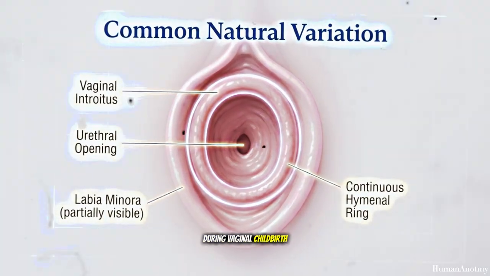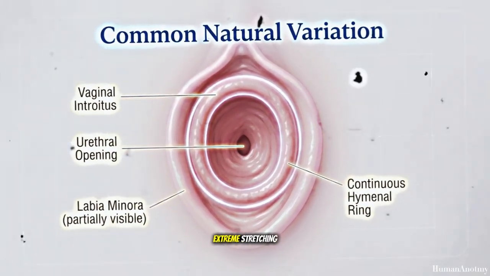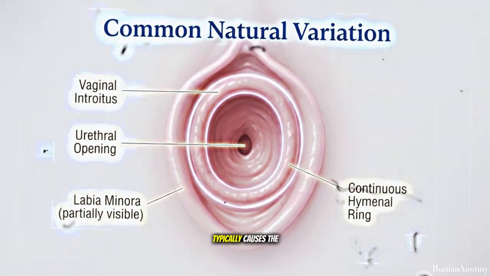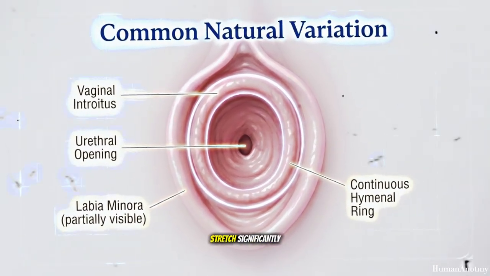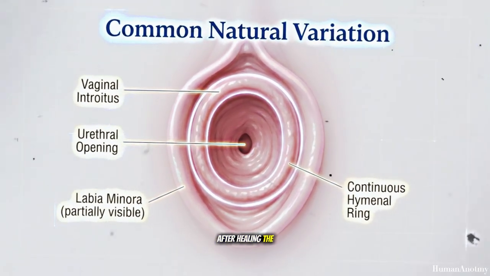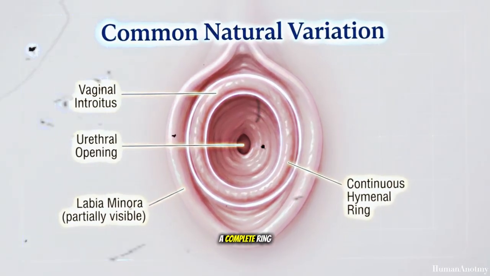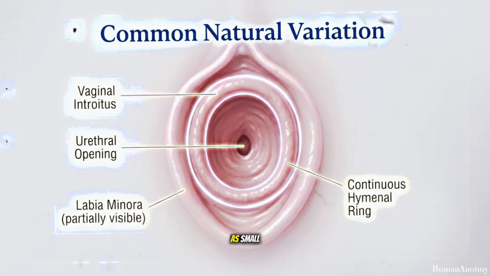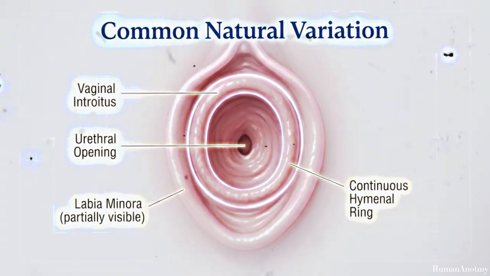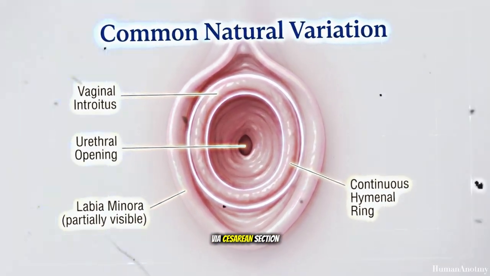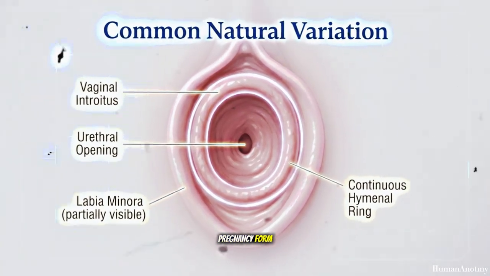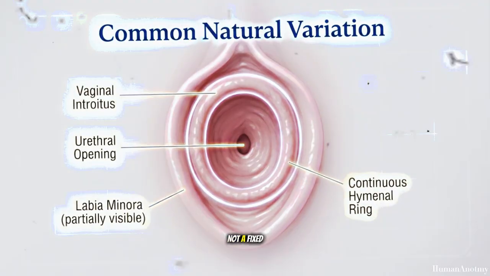During vaginal childbirth, the body undergoes extreme stretching as the baby passes through the birth canal. This process typically causes the hymenal tissue to stretch significantly and often results in tearing. After healing, the hymen usually does not remain as a complete ring, but instead appears as small, soft, irregular folds around the vaginal opening. However, if a person gives birth via cesarean section, the hymenal tissue may remain closer to its pre-pregnancy form.